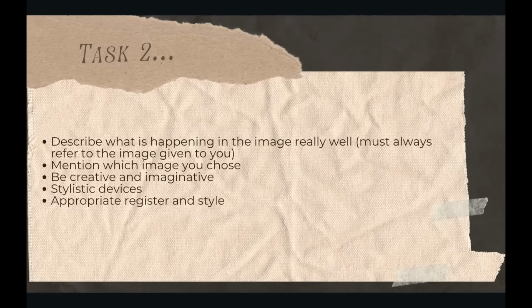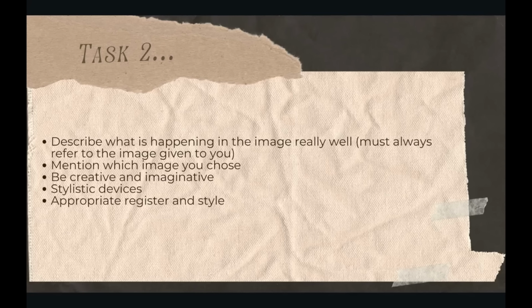So here are just some things that you may want to take note of for task 2. You should always be describing what is happening in the image really well, because this is one of the criteria for the task. If you're not describing what's happening in the image, you're going off task. If you're not answering the question, you're going off task. So even if you're really creative, you're using lots of stylistic devices, if you don't describe everything that's happening in the image, you may lose marks from that. And there'll always be an option to choose which image you're choosing. So by chance you don't choose it, you may not be awarded any marks for the task. So always be careful to choose the image correctly.